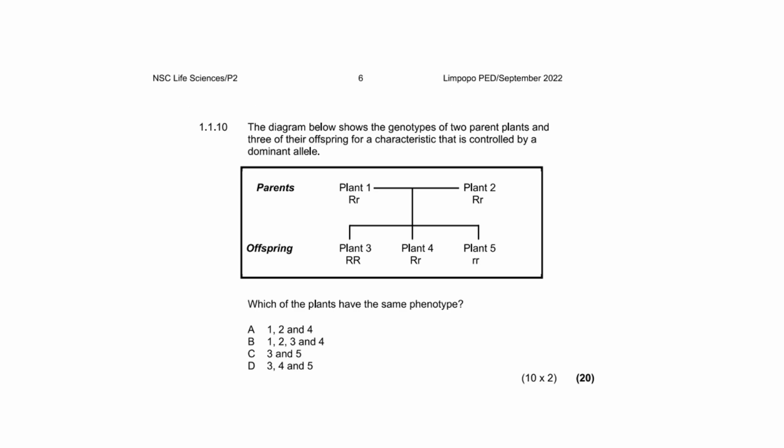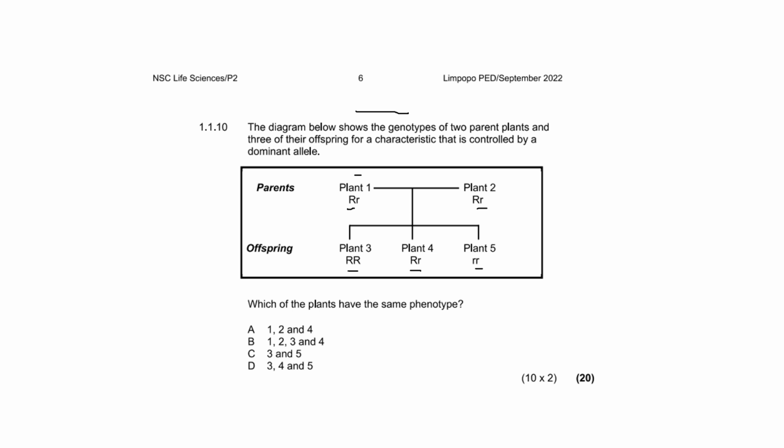Then 1.1.10, again, we're still in genetics. The diagram shows genotypes of two parent plants and 3 of the offspring. Plant 1 is heterozygous, big R, small r, same as plant 2, big R, small r. Plant 3, RR, is homozygous dominant. Plant 4 is heterozygous. Plant 5 is homozygous recessive for the trait they're investigating.